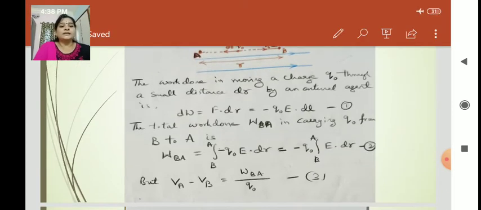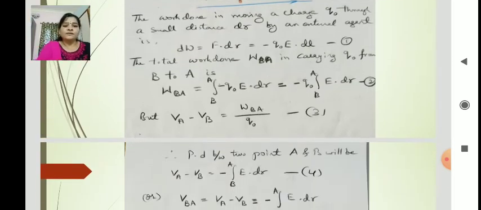Now the total work done will be the integration of minus Q naught E dot dr from B to A. We have to integrate to get the total work done in bringing this Q naught charge from B to A. For a small distance dr, dw is equal to F dot dr. To calculate the total work done, we have to integrate it from B to A. So WBA is equal to integral B to A of minus Q naught E dot dr, that is equal to minus Q naught, which is a constant, times integral B to A of E dot dr.